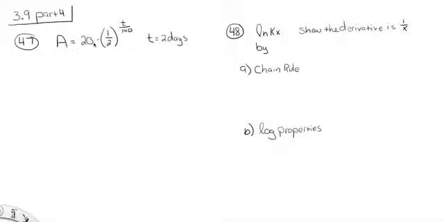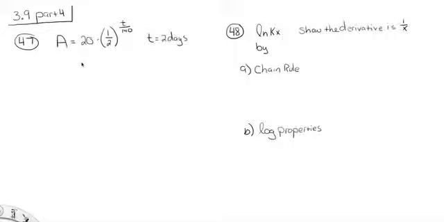Okay, so here we are at part 4, and the final part of section 3.9's homework. Question 47 is kind of a story problem in that it has words. They give us the amount of radioactive plutonium in a 20-gram sample after t days, and they've given us the formula that would give us the amount. What they're asking me for is what rate is the plutonium decaying at time 2.